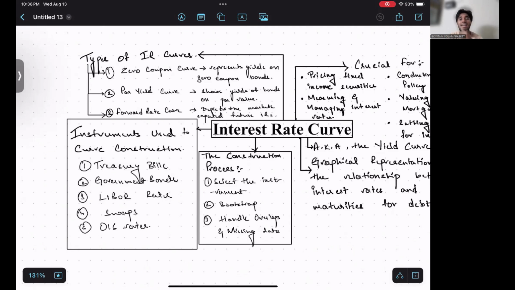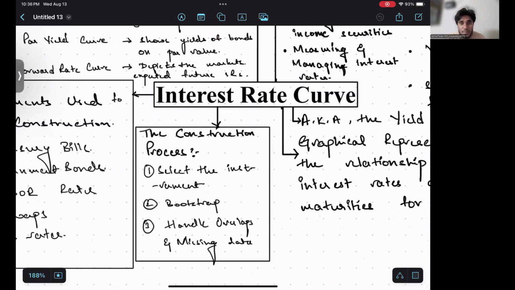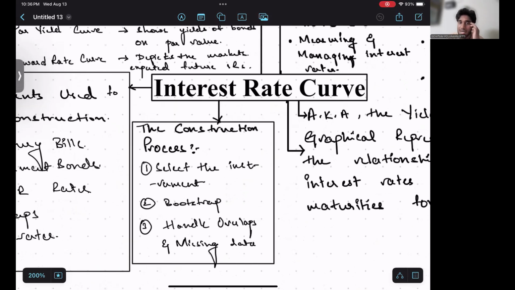Now let us understand the construction process of an interest rate curve. Here is how we build an interest rate curve. First, we select the market instruments. We choose instruments spanning different maturities. For short term, we choose a 1 month treasury bill, up to long term instruments like 10-year government bonds or swaps.